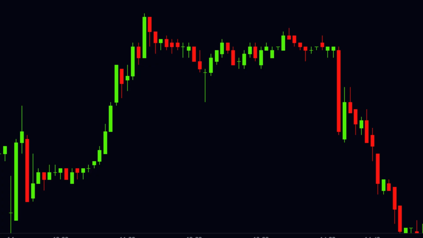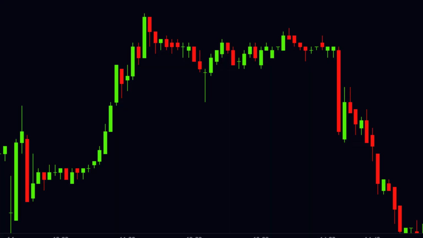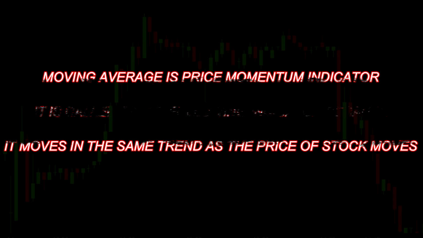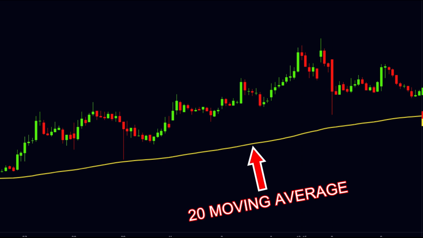Now the question is how to find pullbacks easily. For the judgment of the pullbacks, we will use the exponential moving average as an indicator. Moving average is a price momentum indicator. It is called a trend following indicator because it moves in the same direction as the price of the stock. Generally, moving average is the average of the closing price of the particular candles. If we plot a 20-period moving average, it indicates the average price of the last 20 candles.